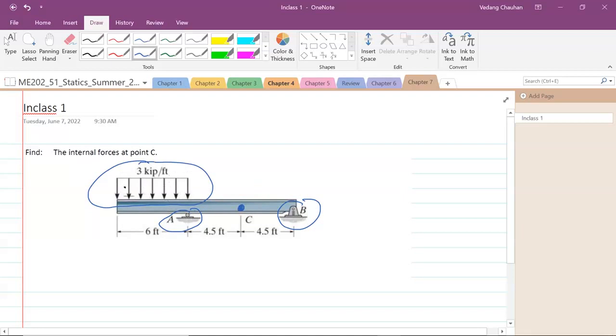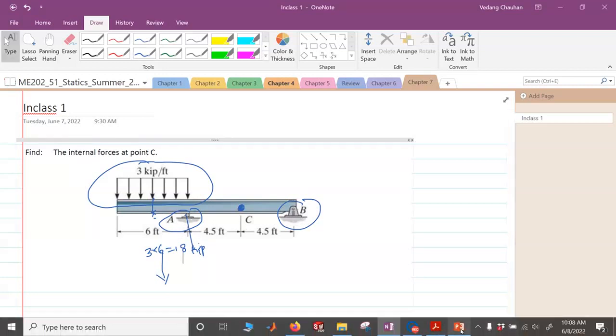So first thing we need to do is to reduce this uniformly distributed load to a point load. So this load can be replaced by a point load, just one arrow passing at 3-foot distance from A, at the middle of the rectangle, and the magnitude of that load will be 3 times 6, which is 18 kilopound. Okay, and then we will draw the support reactions and solve for the unknown forces.